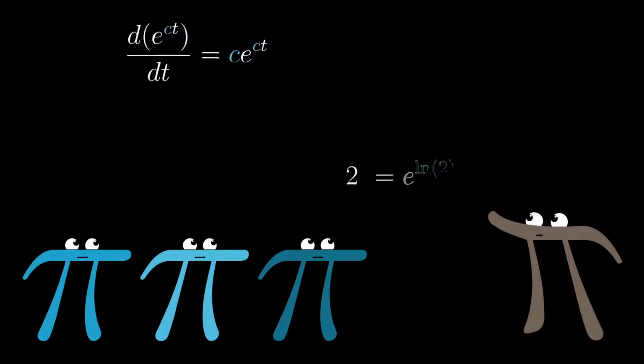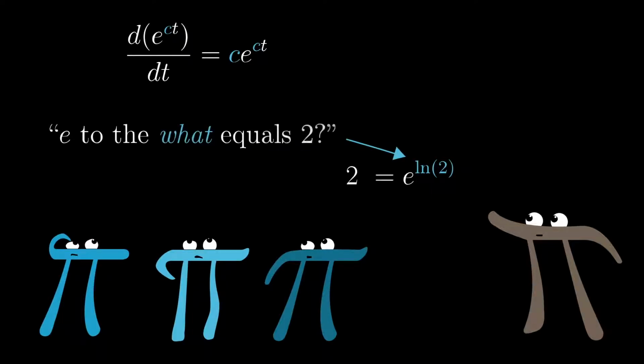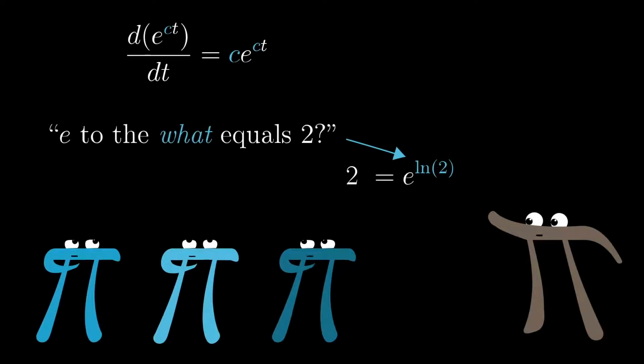The number 2 can also be written as e to the natural log of 2. There's nothing fancy here. This is just the definition of the natural log. It asks the question, e to the what equals 2. So, the function 2 to the t is the same as the function e to the power of the natural log of 2 times t.